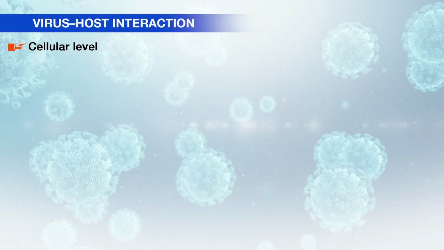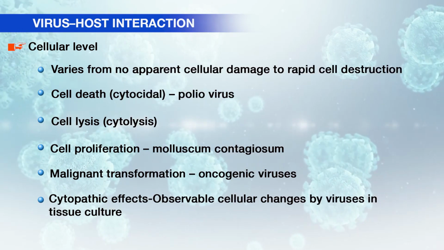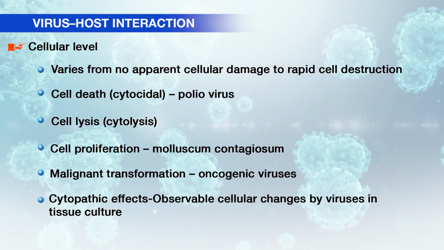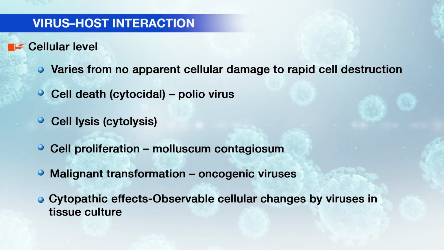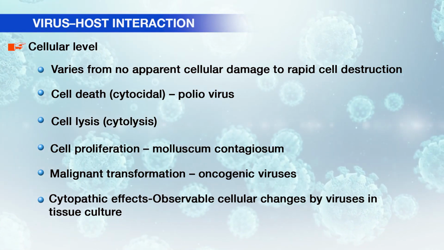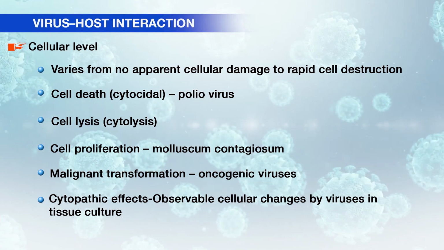So, what happens between the virus and the host at cellular level? Either there will be no apparent cellular damage, or there can be cell death due to cytocidal effect as seen in poliovirus, cell lysis, cell proliferation as seen in molluscum contagiosum, malignant transformation, and also the cytopathic effect that we see in vitro when we grow it in tissue culture.